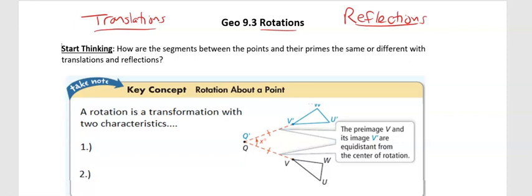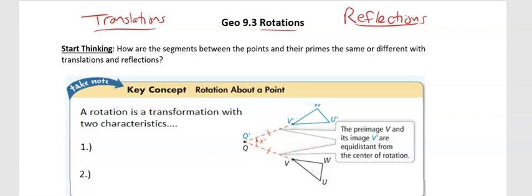Just glance at a rotation here. Is it going to be an isometry? A rigid motion? Yes. Why? It's not changing shape or size. So they are congruent. The preimage and image are congruent.